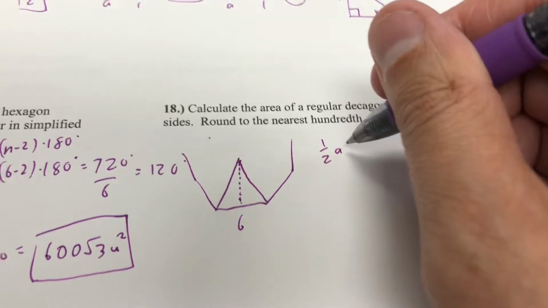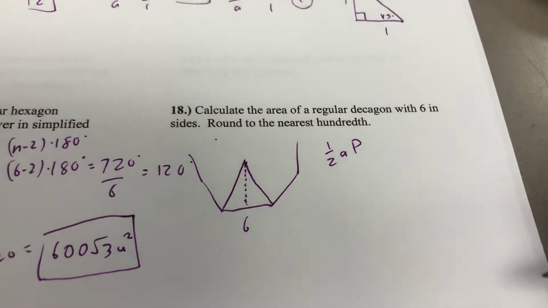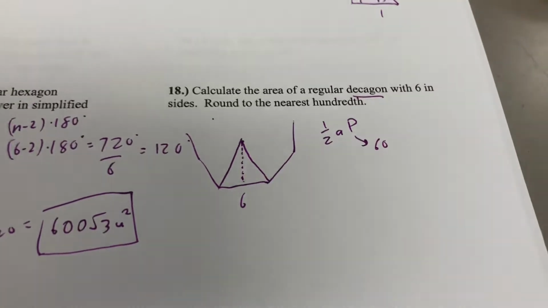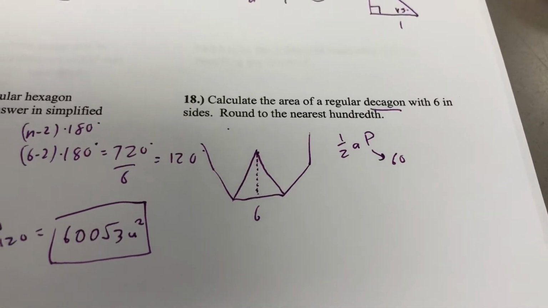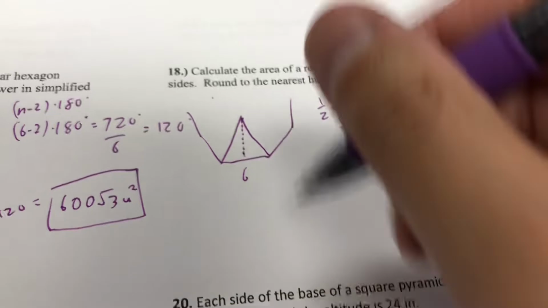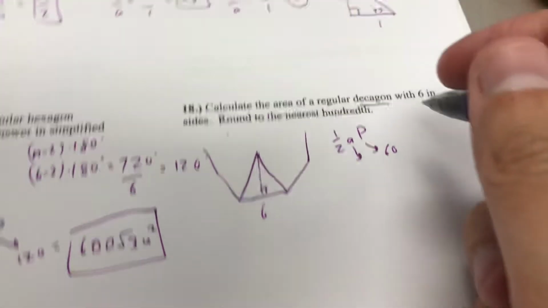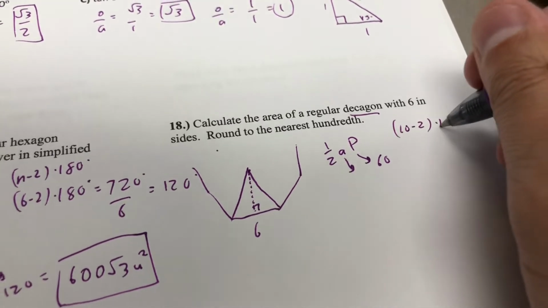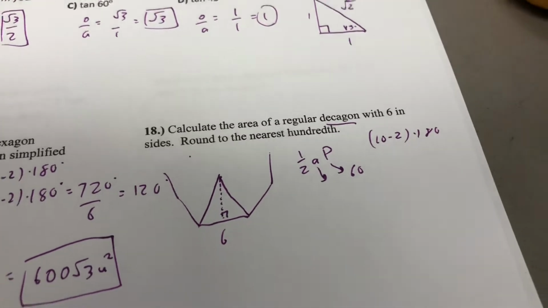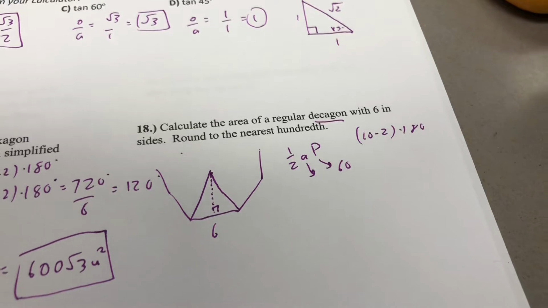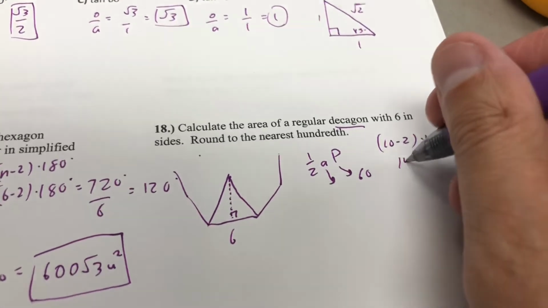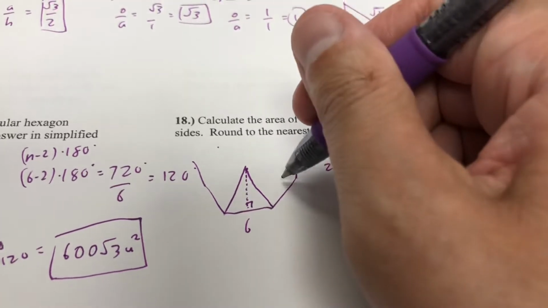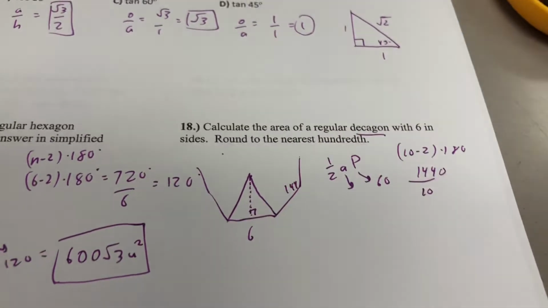I'm going to use the 1/2 the apothem times the perimeter formula. A decagon has 10 sides, each of which has a length of 6, so the perimeter is 60. And we just need to find the apothem, which is going to require me to find the angle measures for a decagon. You could take the number of sides minus 2 times 180, and that's going to tell you that the angle sum is 1440, and you can divide that by 10. Each interior angle is going to be 144 degrees.